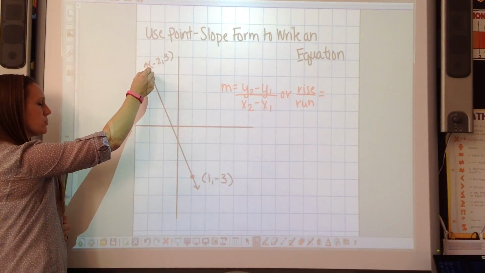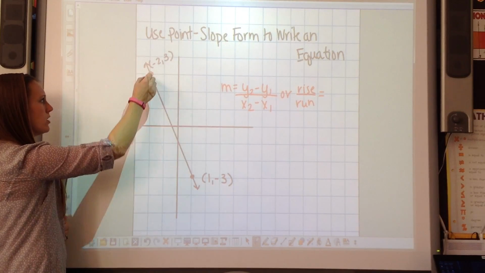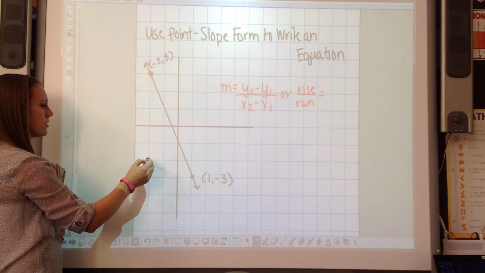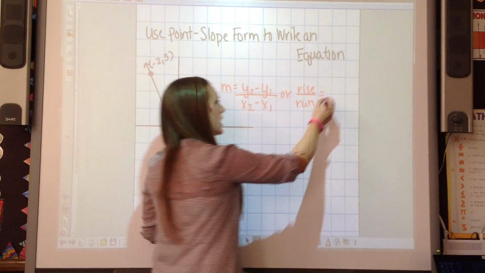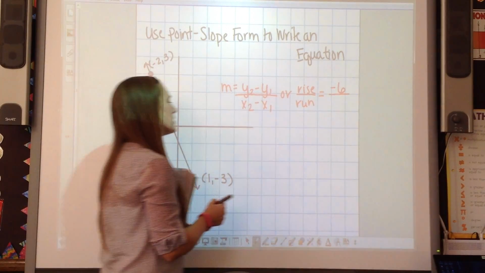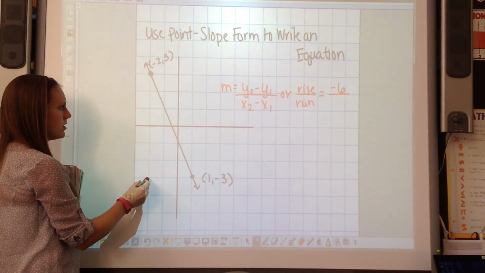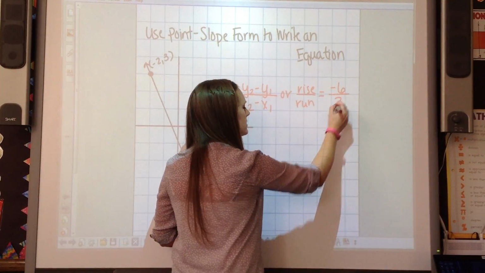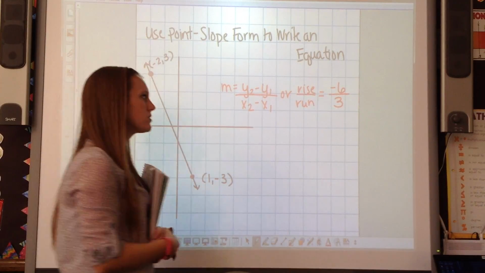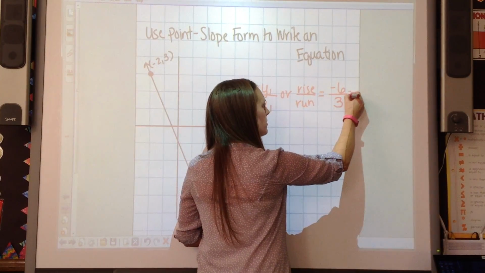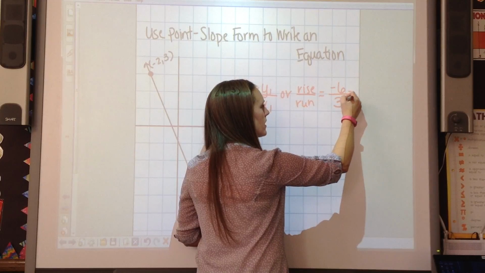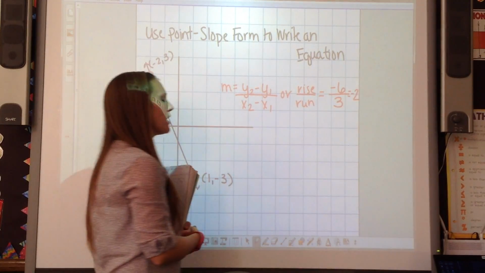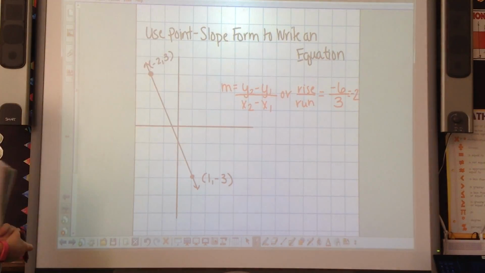I'm going to start at this ordered pair and make my way down to this ordered pair. 1, 2, 3, 4, 5, 6. I go down 6, so it's negative. Right here, I go over 1, 2, 3, because I'm going to the right, it's positive. We always simplify our slopes. Negative 6 divided by 3 is a negative 2. Our slope is negative 2.